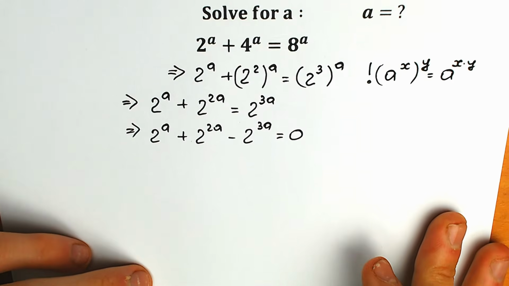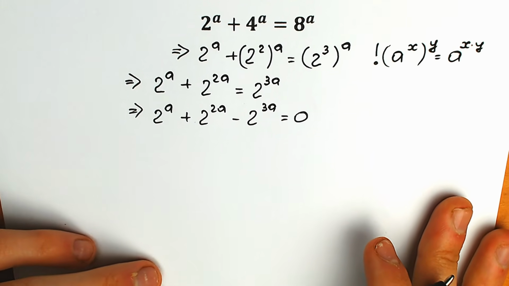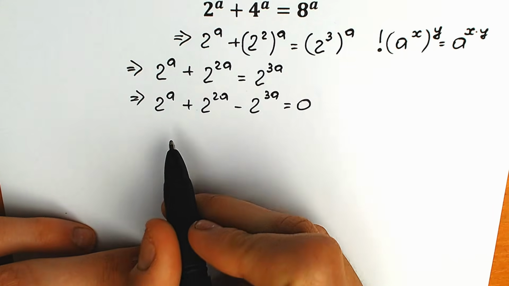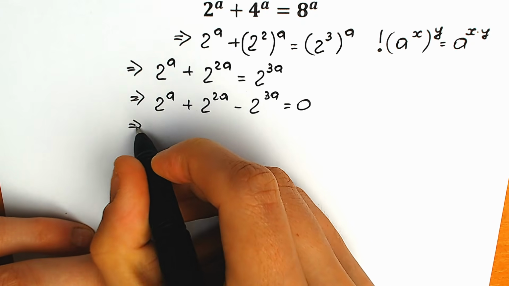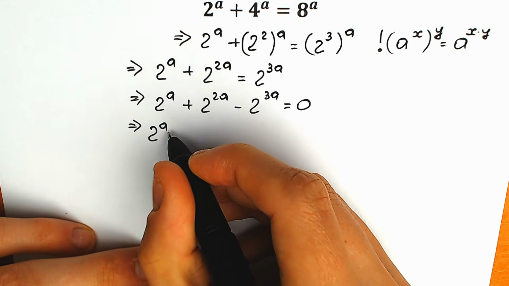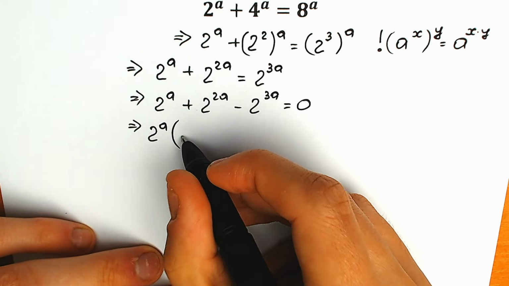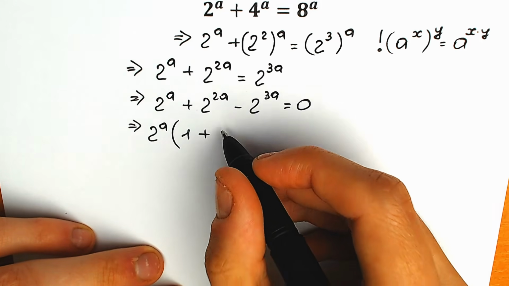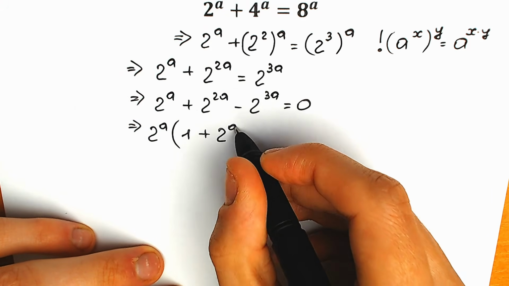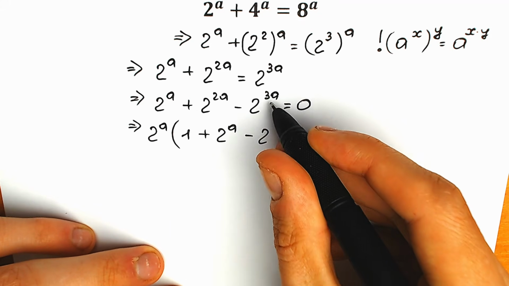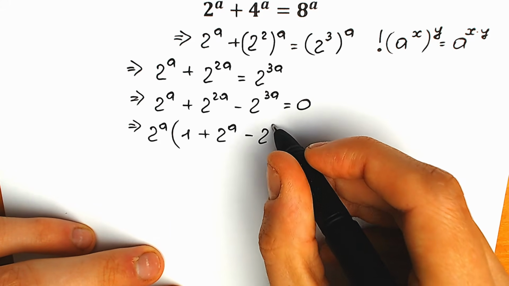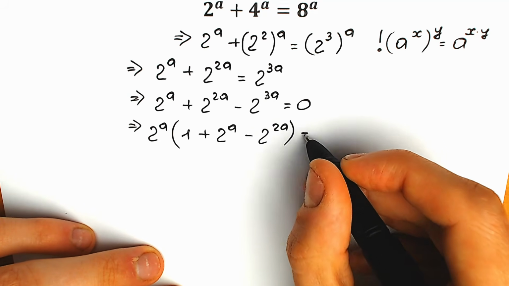Okay, so I hope you understand this step. What we're going to do next, right now let's factor 2 to the a. We can easily factor one of these 2 to the power a. So let's do it. So we have 2 to the power a, and in parentheses from here we have 1 plus 2 to the power a, and minus 2 to the power 2a, because we take away this one. So we have 2 to the power 2a equal to 0.